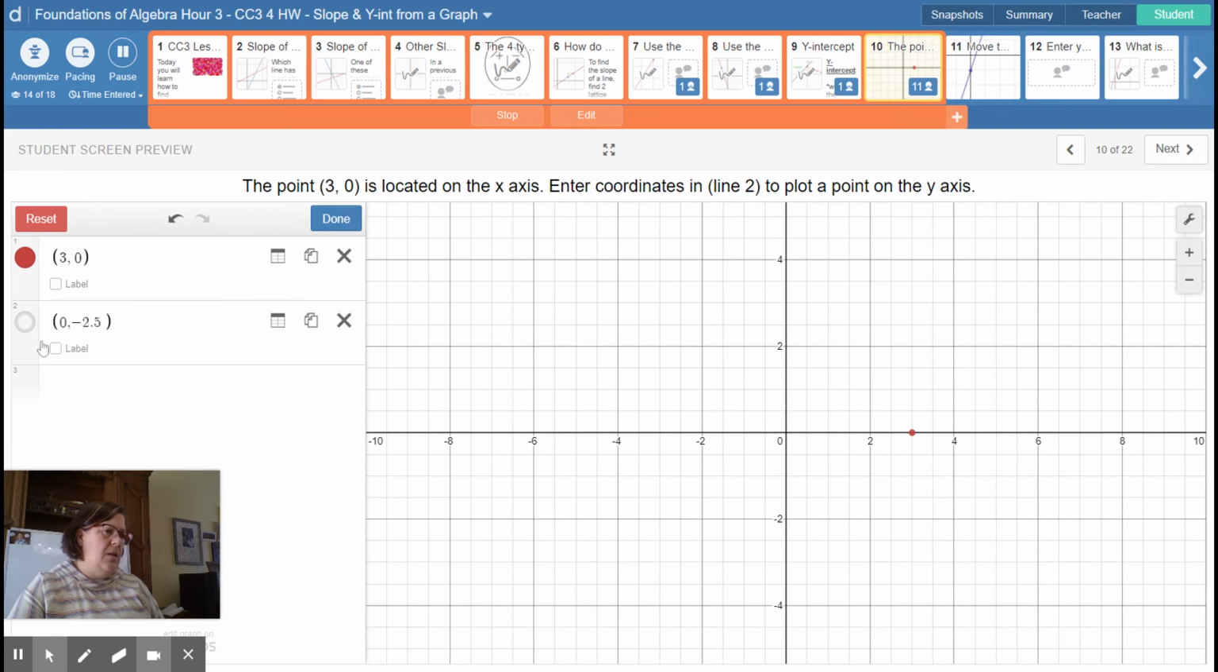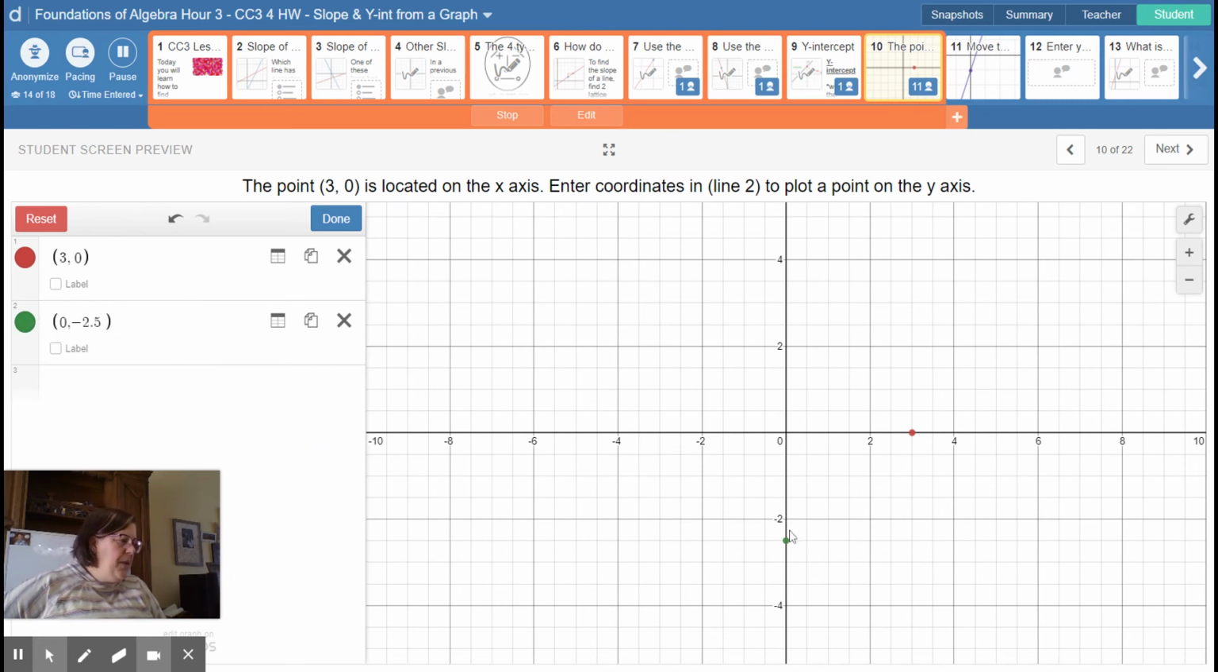Oh, why didn't it give me the color? What did I do wrong again? I want red. There. I want green.